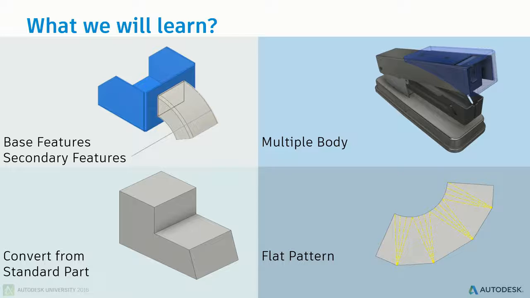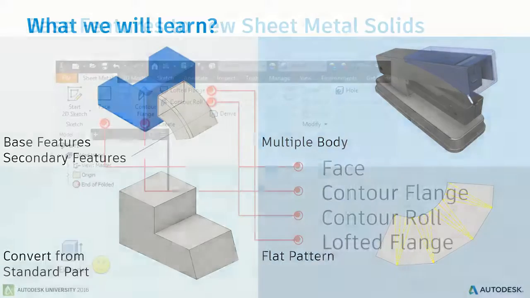Another popular workflow is to convert sheet metal from a standard part and to extract a sheet metal plate from existing solids. With all these feature tools, you get the chance to make a multi-body in Inventor sheet metal. Flat pattern is another important area we need to mention in this section.